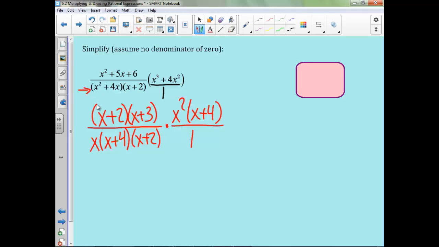Now notice our x plus 4's will divide out, our x plus 2's will divide out, and our x and one of the x's here will divide out. So we're just left with x times x plus 3.